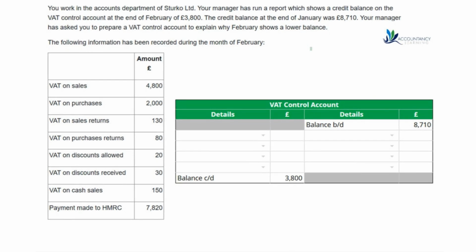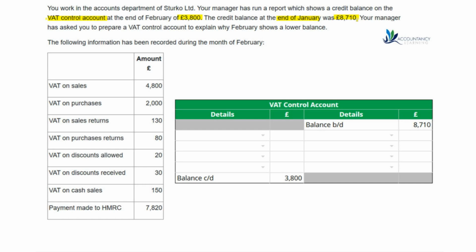Next, you work in the accounts department of Sturco Limited. Your manager has run a report which shows a credit balance on the VAT control account at the end of February of 3,800. The credit balance at the end of January was 8,710. Your manager has asked you to prepare a VAT control account to explain why February shows a lower balance.